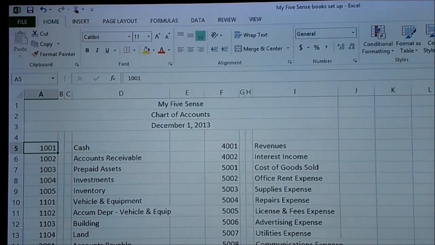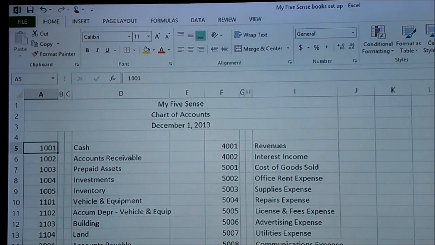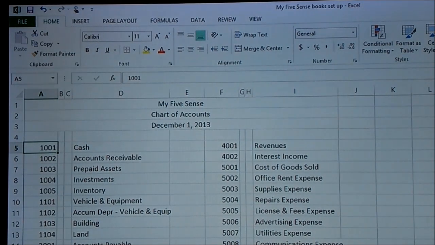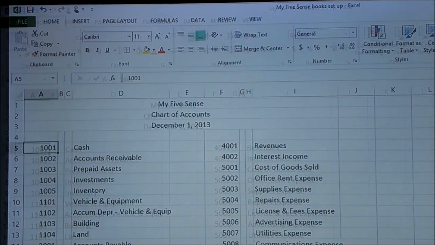For the revenue section, you just have revenue and interest income, if you had some investments sitting in a bank or sitting in another company's balance sheets. You have interest income as well. And then you also have your expenses. If you're an inventory company, one of your major expenses would be cost of goods sold. And then you have all your other expenses such as office rent, your supplies expense, your repairs expense, and so on and so forth. So that's the first thing you do. You set up your chart of accounts. Very simple. That's step 1.